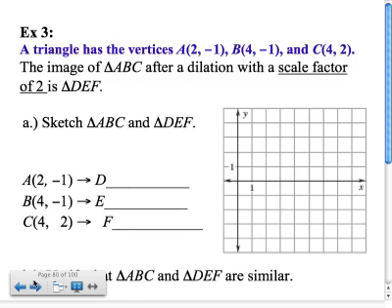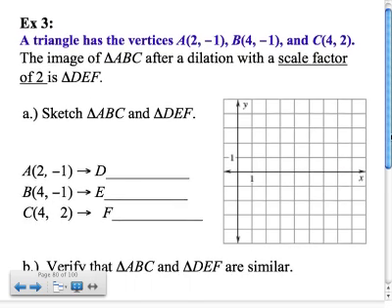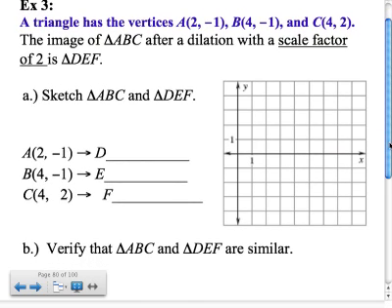A triangle has the vertices (2, -1), (4, -1), and (4, 2). The image after dilation with a scale factor of 2 is DEF. Sketch them both. So I could sketch my original. I'm going to sketch it in blue here. So I have (2, -1). There's A. B is (4, -1). And C is (4, 2). So here's my original.